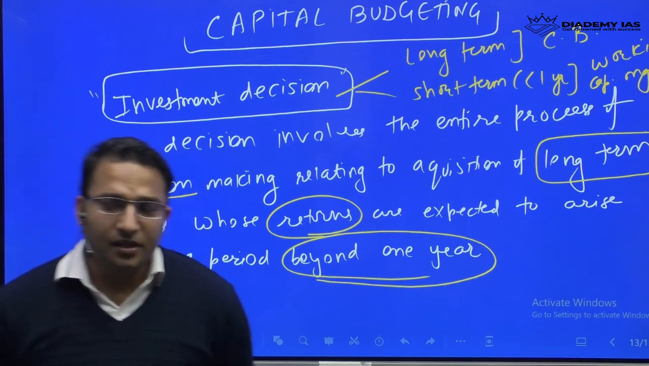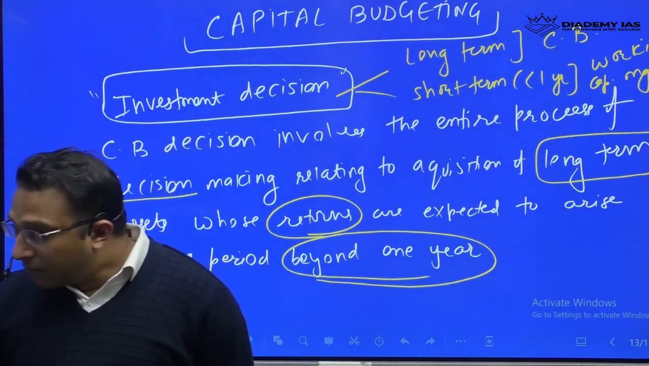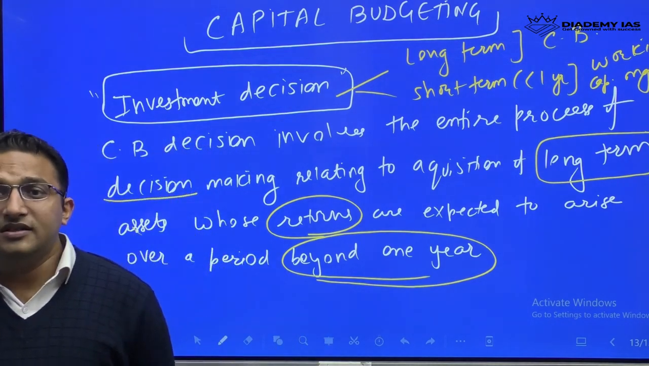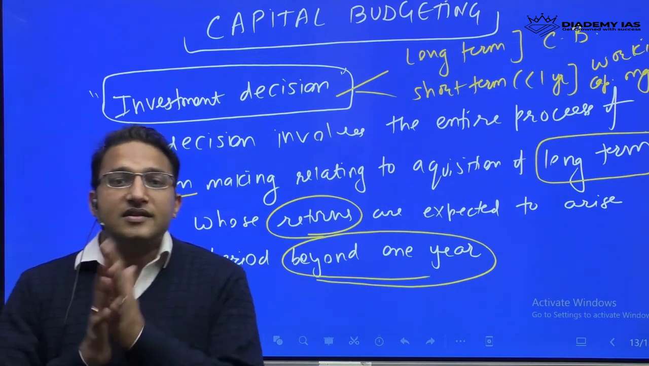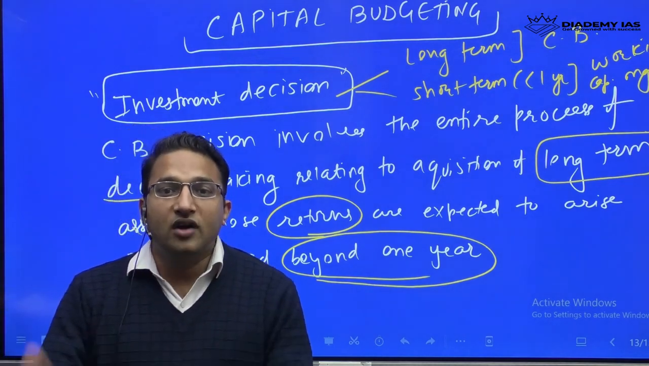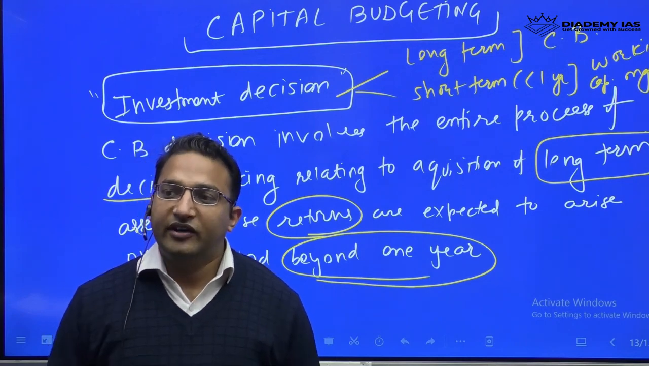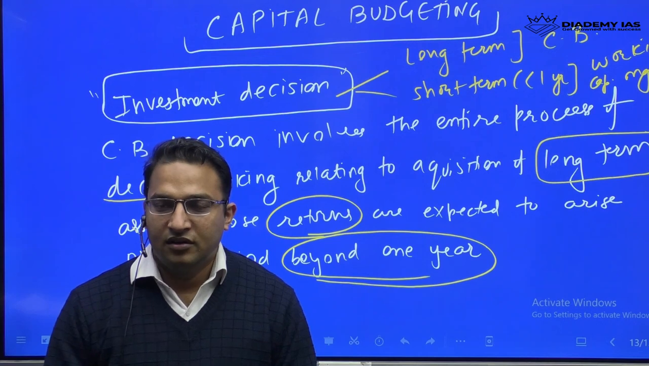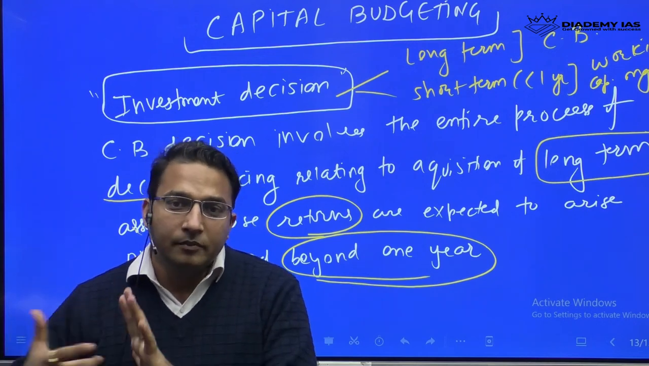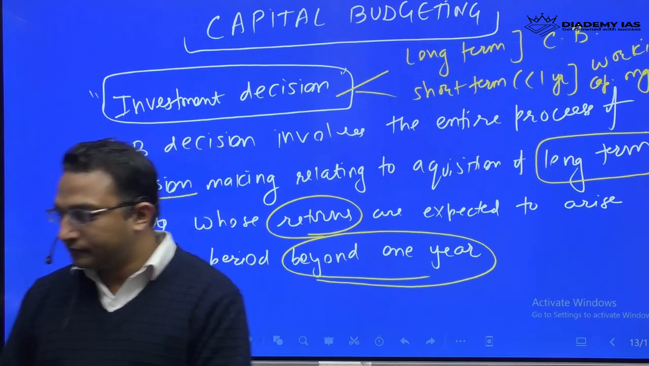Long-term investment decision. In the bracket, please write more than 1 year. So long-term here means the returns are expected beyond 1 year. Returns jo hai wo beyond 1 year expected hai. Investment might happen in less than 1 year, but returns will come beyond 1 year period, right?